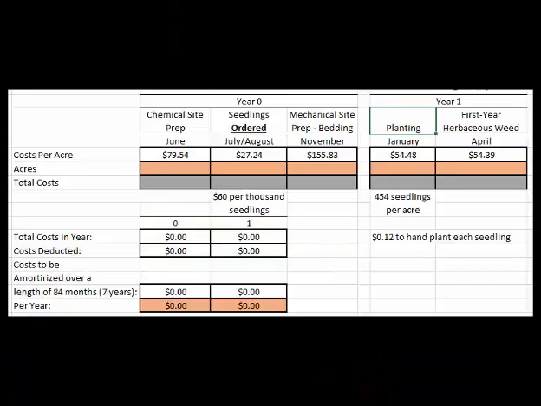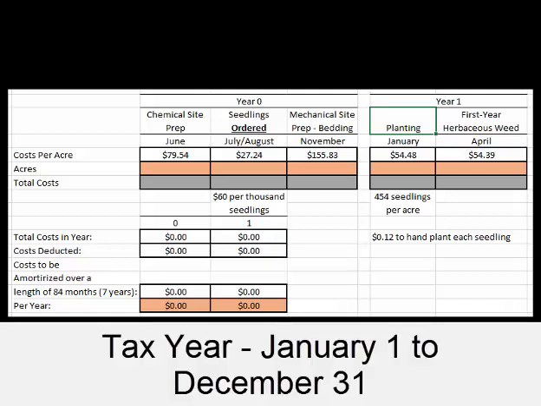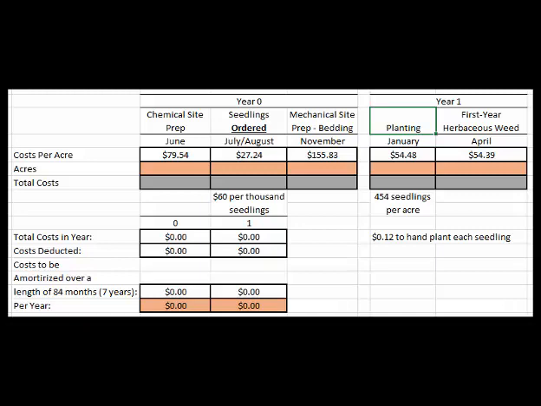And so here we can see our reforestation cost, the cost incurred in order to reforest our stand or to establish our plantation. And so there's a few things to point out. Notice there are 2 years, year 0 and year 1. That's because our reforestation costs are spread over 2 separate tax years, which is consistent with the calendar year, January 1st to December 31st. And remember, we have 160 acres in our stand.